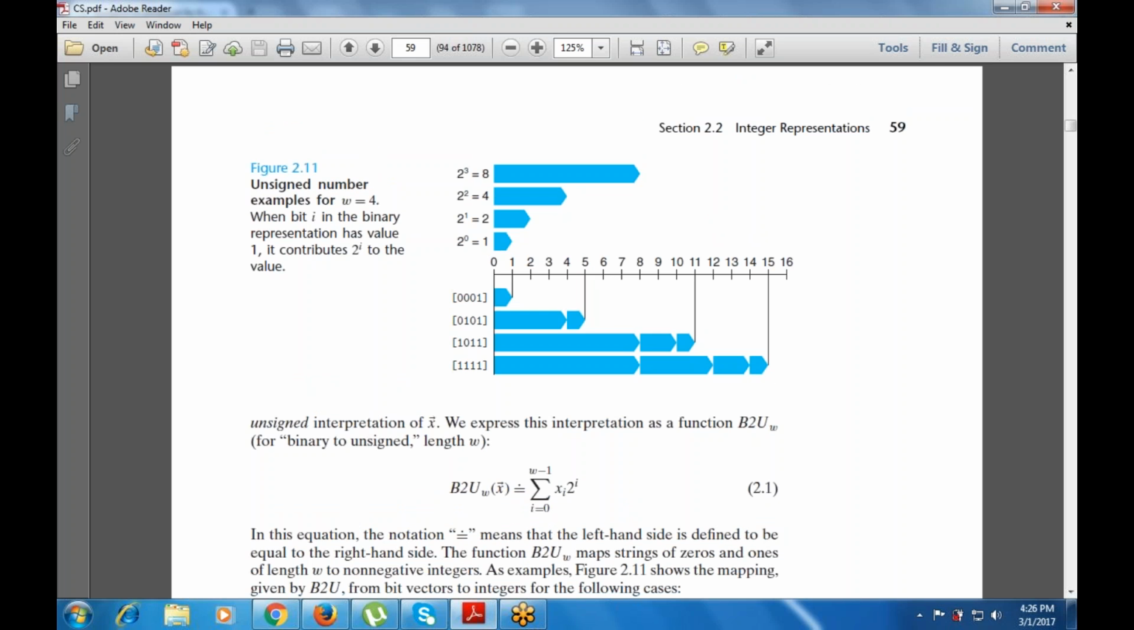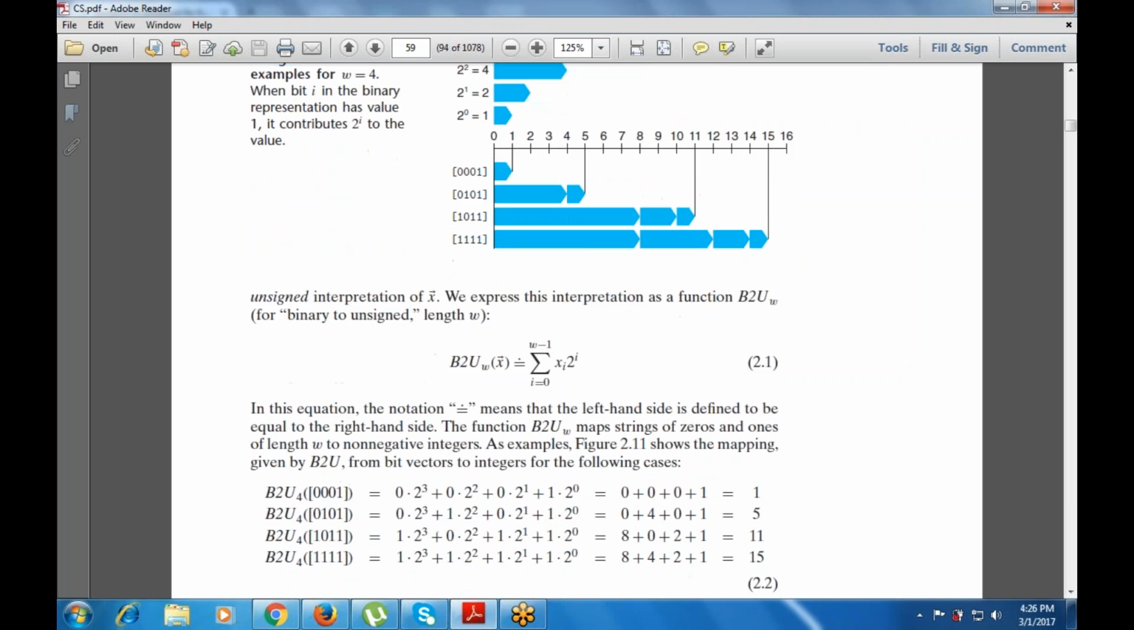Now this is the negation. This is the unsigned number that is used in the C language. By default, we use the unsigned number. For example, for w equals 4, when bit i in the binary representation has a value 1, it contributes 2 to the power i to the value. That means it contributes to the unsigned interpretation, which we express as the function B2U, that is binary to unsigned.